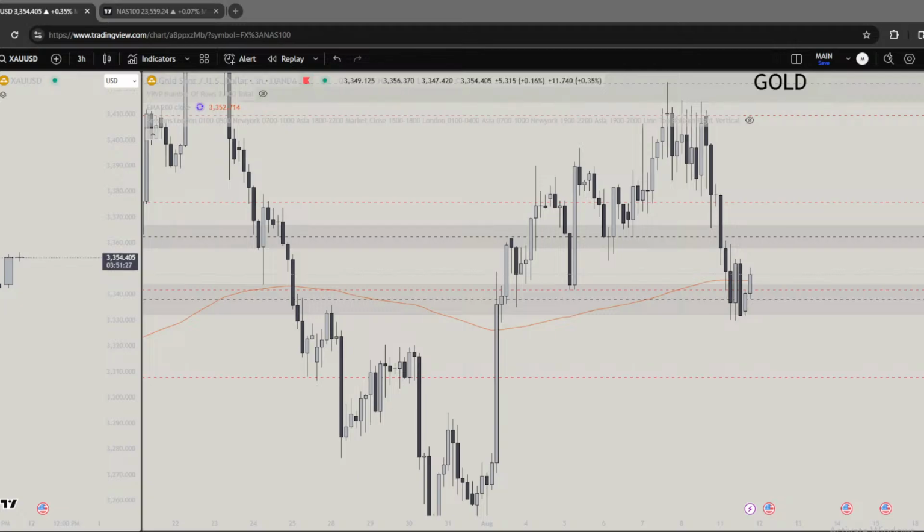Not just a wick, but a body close above. Yeah, I just started making profit off my live account. I turned $50 into 500 plus now in about 2 weeks.